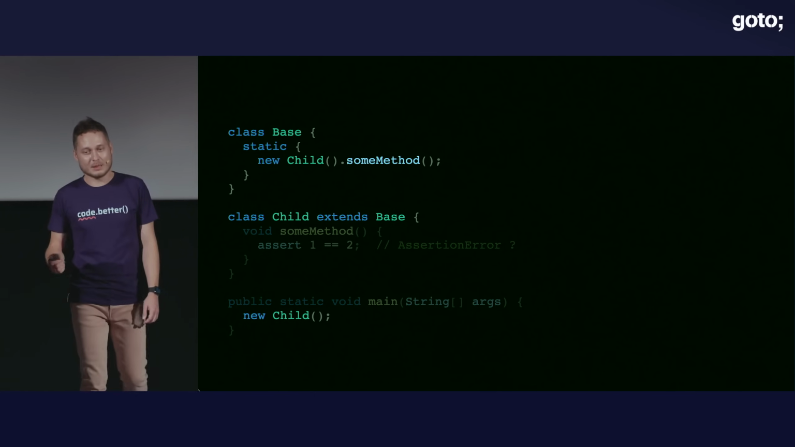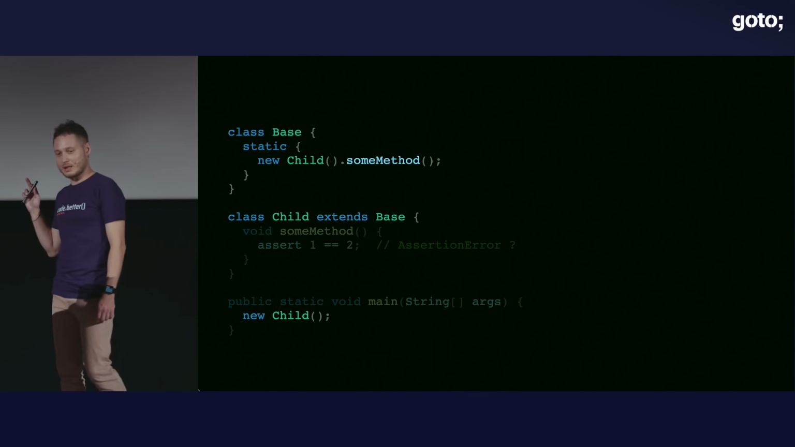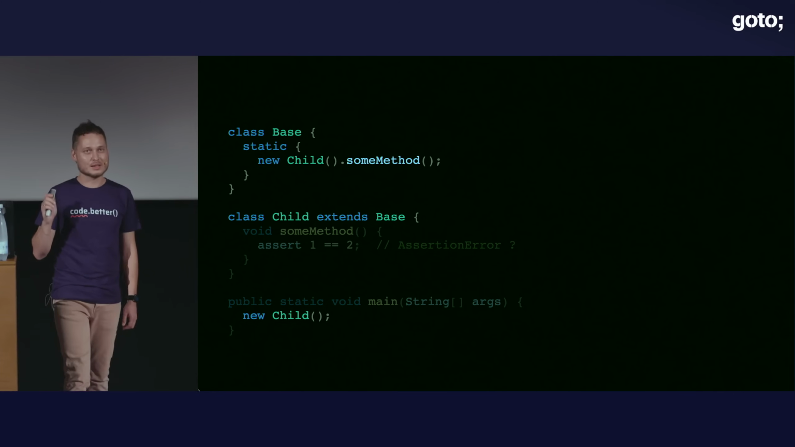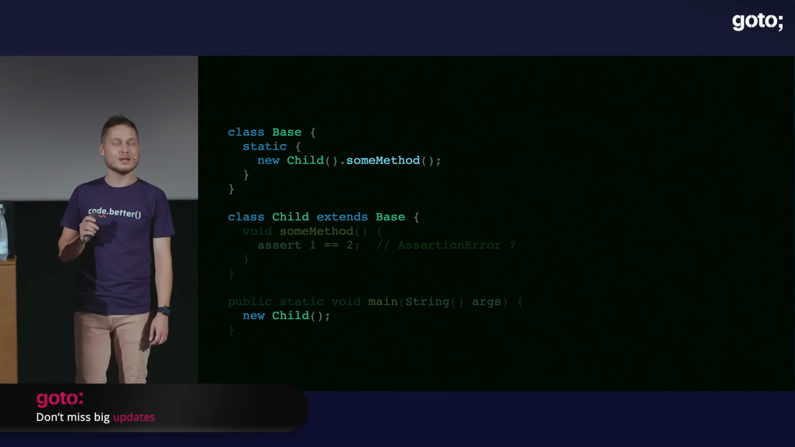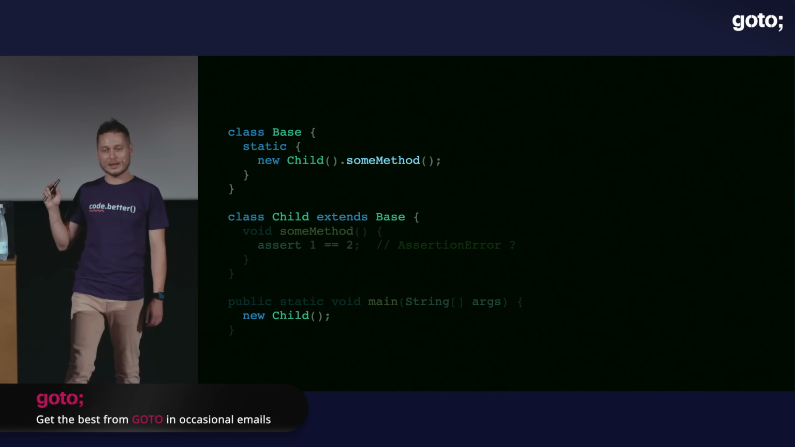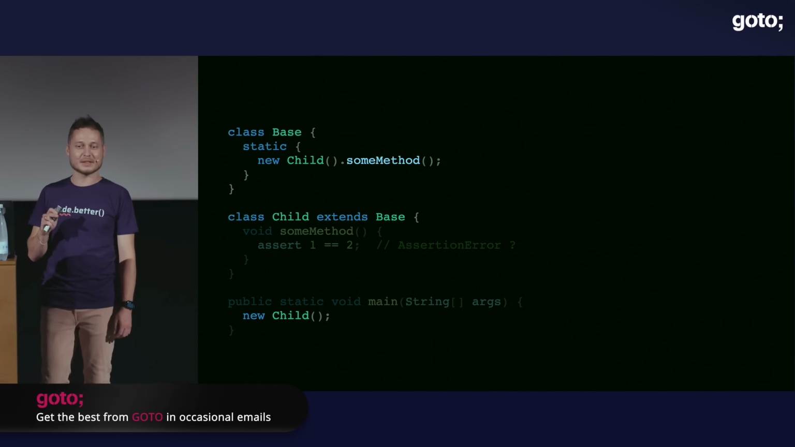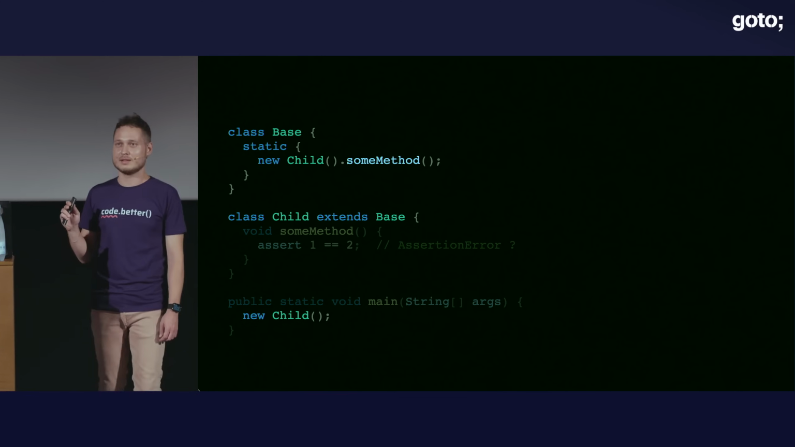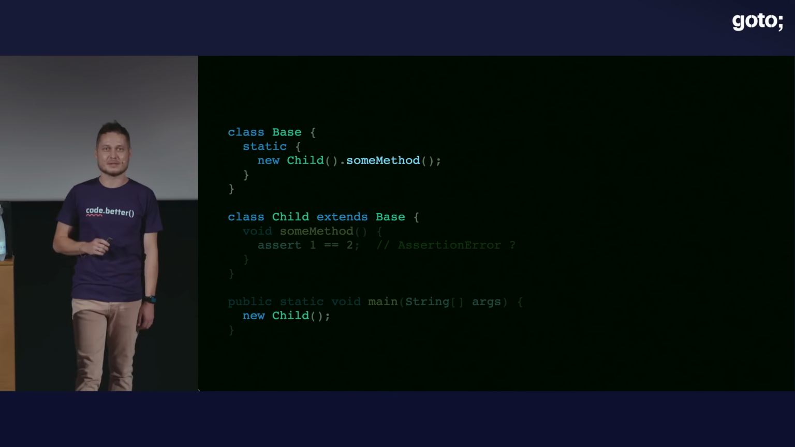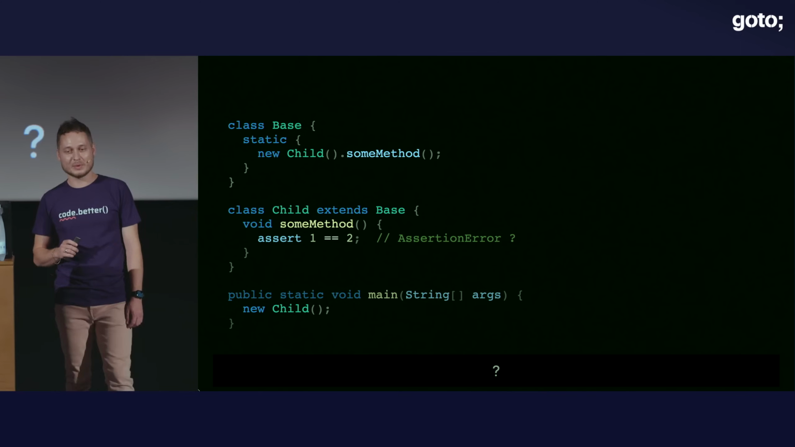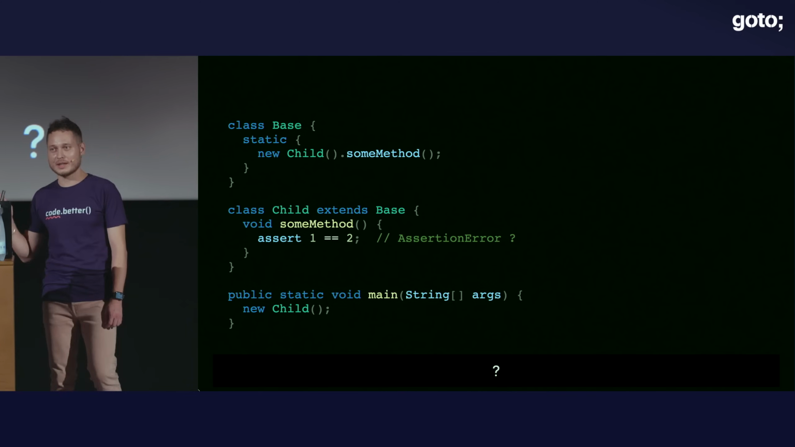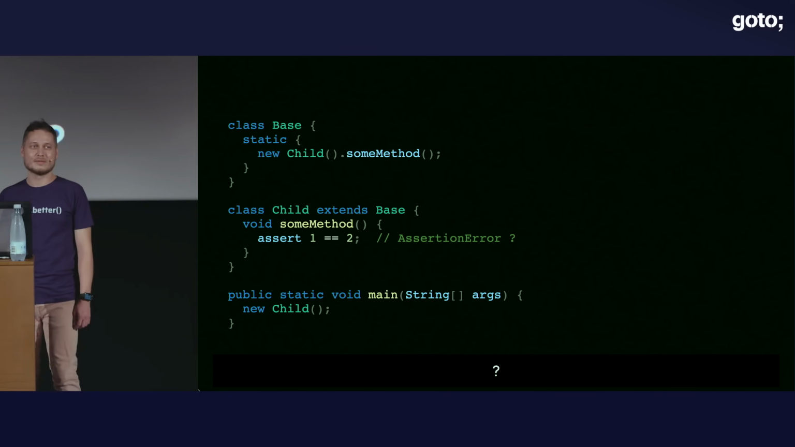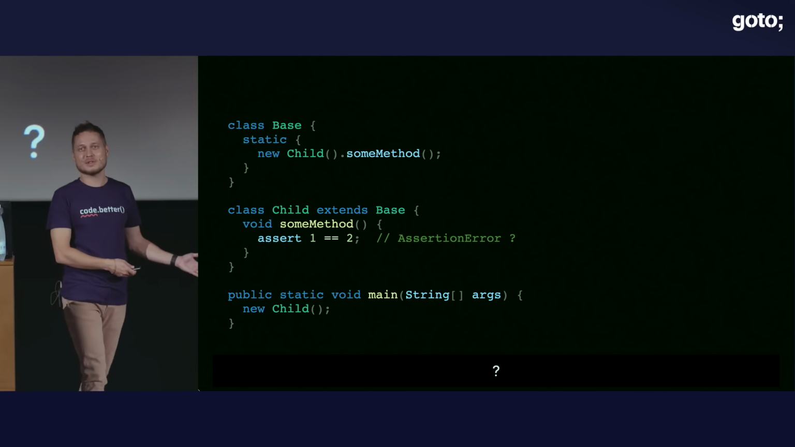Let me complexify the example a little bit. I'm going to take one more class. I'm going to call it Base. In this Base class, there is now going to be a static initializer. And instead of calling the original method from my main method, I'm going to call this method from the static initializer of the Base class. And now Child inherits Base. What is going to happen in this case? Are we going to get assertion here or not? It's almost the same example as before.